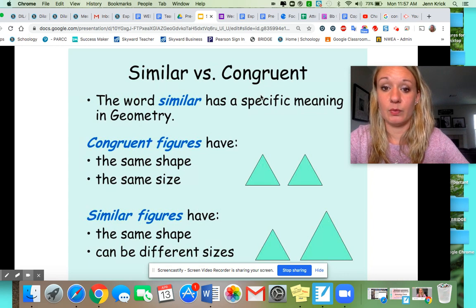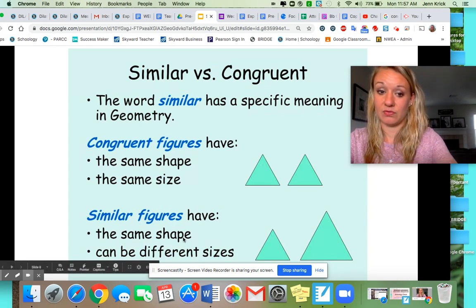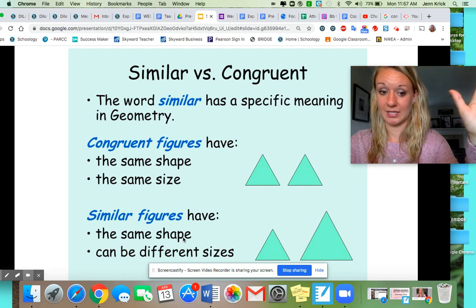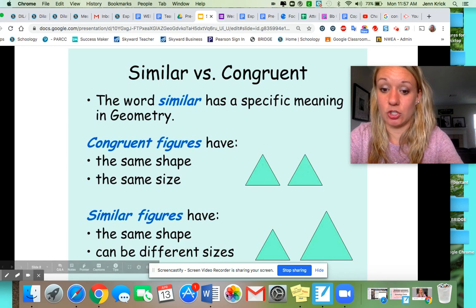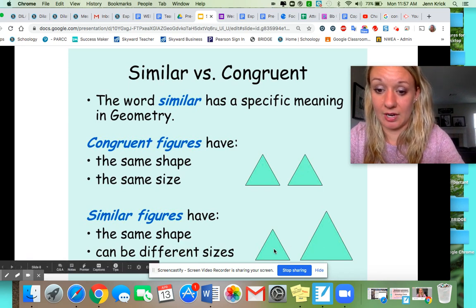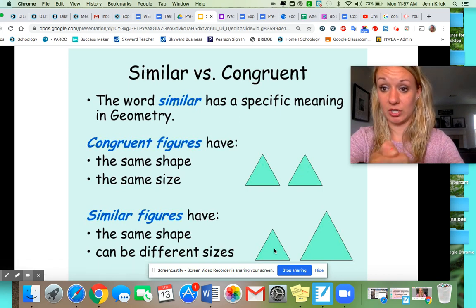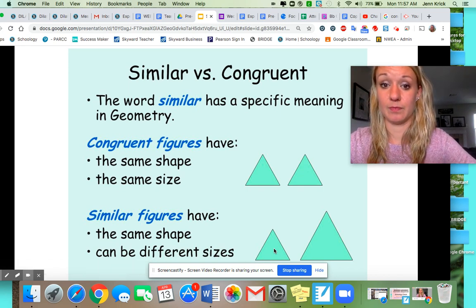Okay, so when we think about similar, we want to think about things that have the same shape but different size. Congruent is like the exact same. Congruent, same shape, same size. Similar means their shape is the same. Look at the triangles down here, but their size is different. This would be a good slide to take a picture of so that you have it, especially for your assignment.